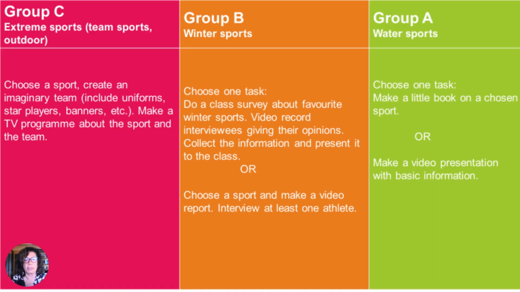Here you have an example of a differentiated product. Suppose that students have been working on a unit of sports and they can be given a choice of products. For example, for the less confident students, they can choose one of the tasks, which is quite simple. Make a little book on a chosen sport or make a video presentation with basic information. Group B, that is the average group, again has a choice of 2 tasks, but slightly more challenging. And then finally, the more confident students have only 1 task, but this task involves a number of subtasks for them.